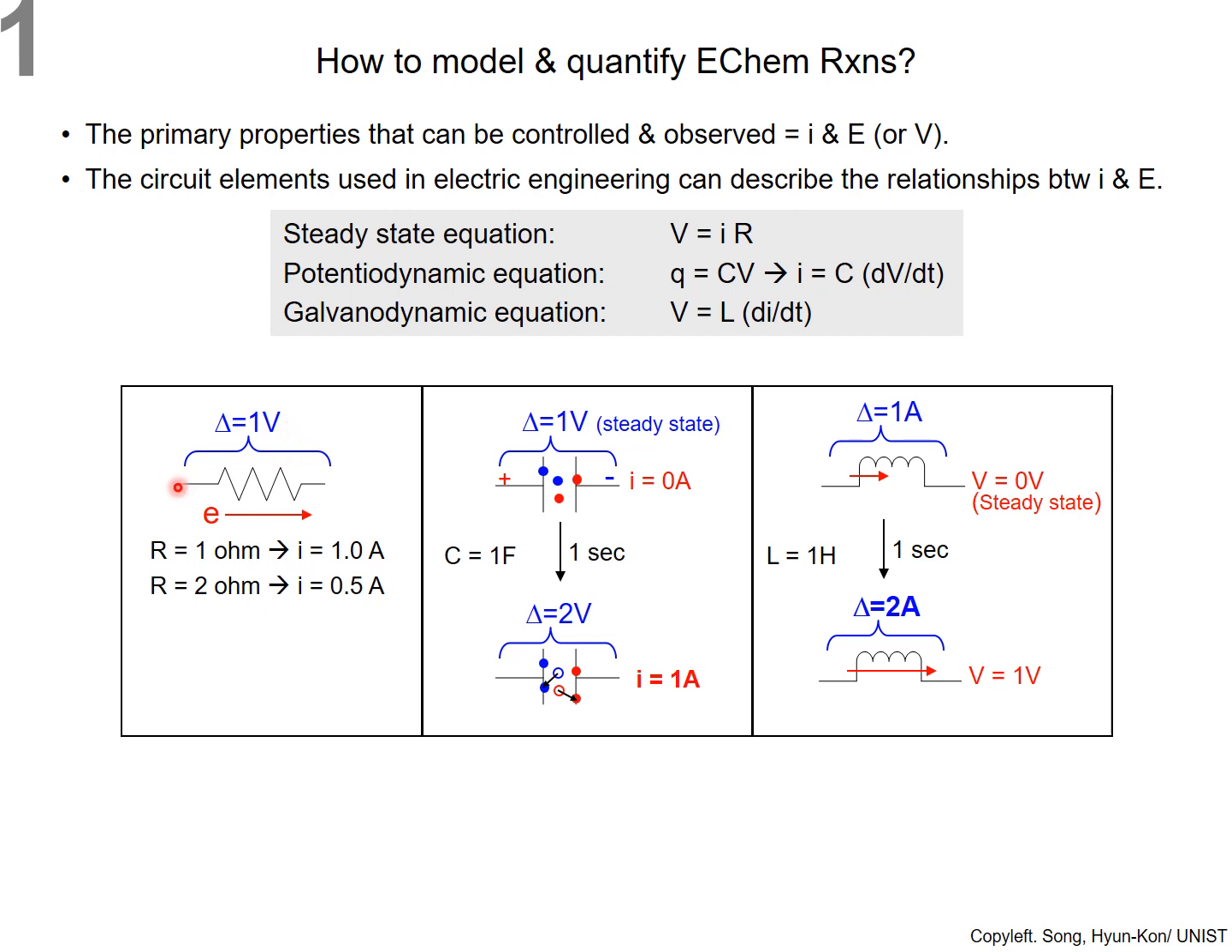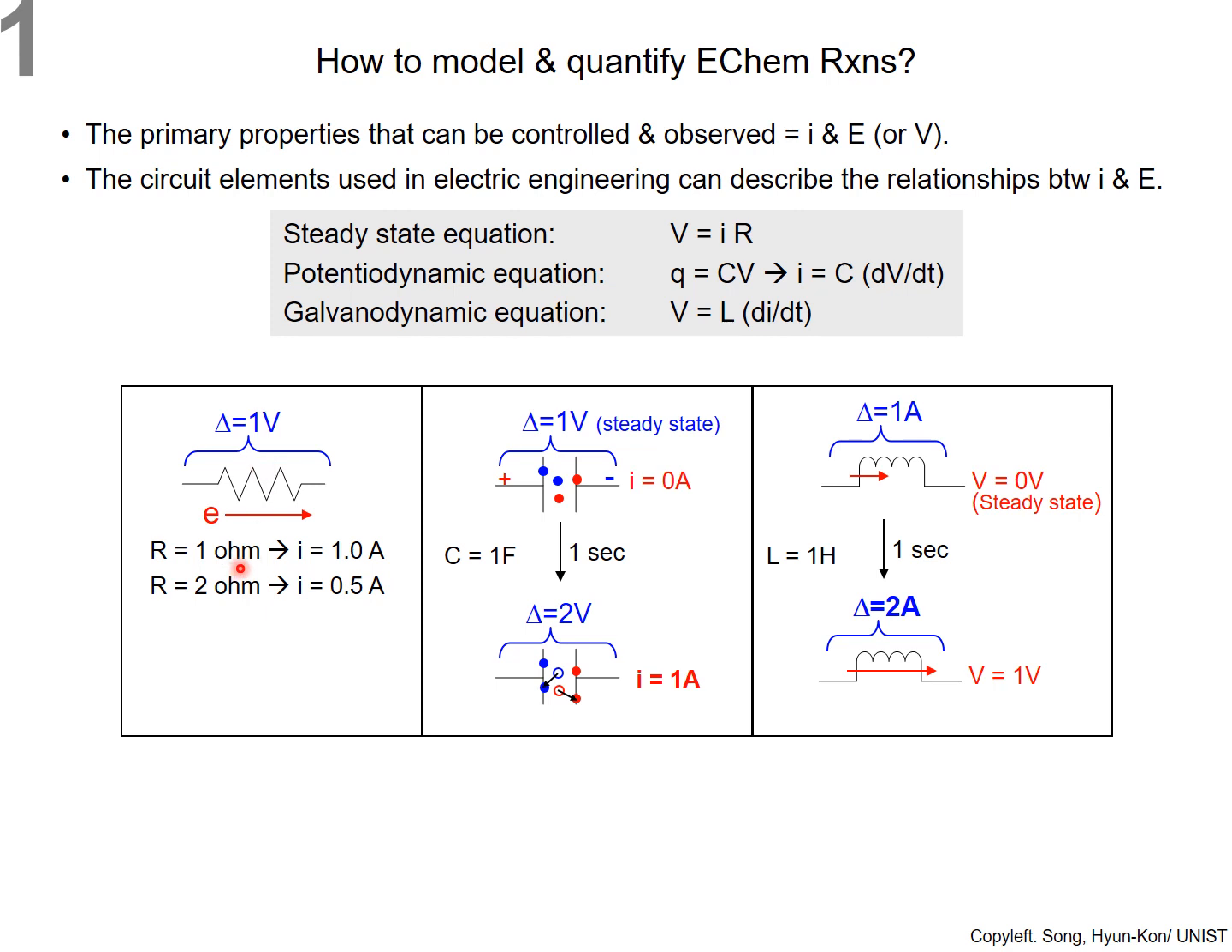So here is a single resistor, and both ends of the resistor are connected to the potentiostat. Then let me allow the electrons to flow from the left to the right. In that case, if you have 1 ohm for the resistor, let me apply a potential to both ends of the resistor. 1 volt. I'm applying 1 volt to this resistor, and then let me check the current.